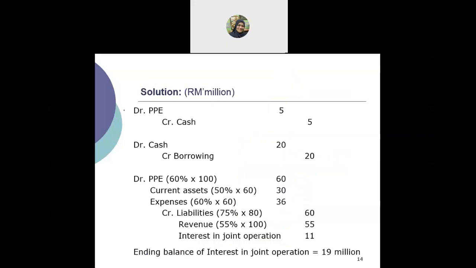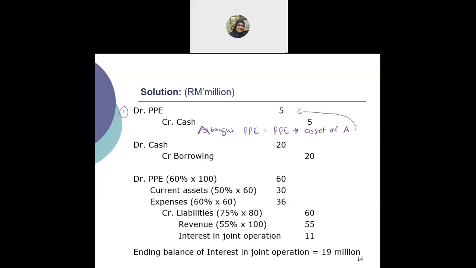Okay, the first journal entry is to record the PPE that you bought. A bought PPE. So once A bought PPE, this PPE becomes an asset of A. So that's why you need to debit the PPE of A. So you're going to debit the PPE and then credit cash.